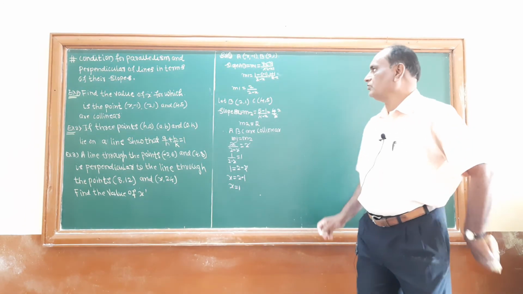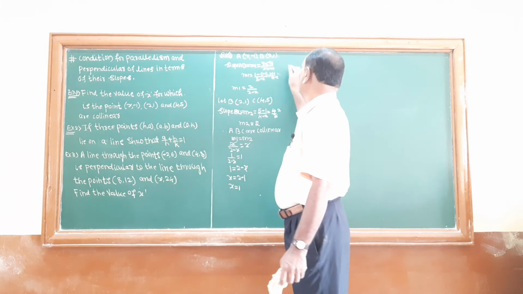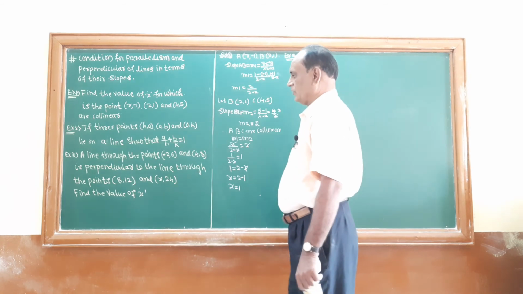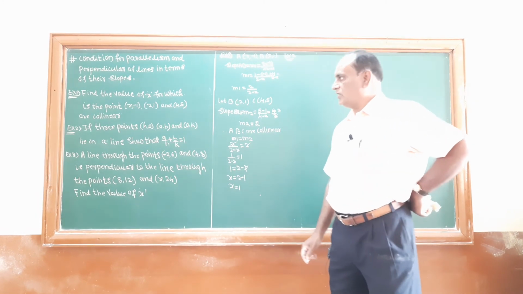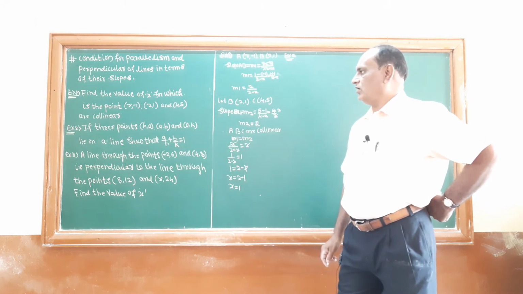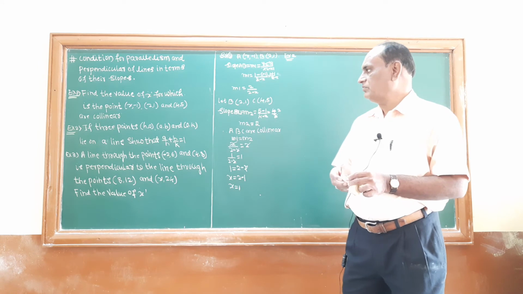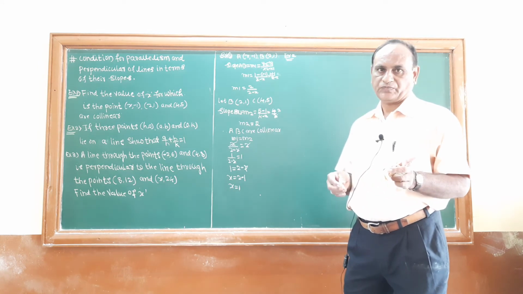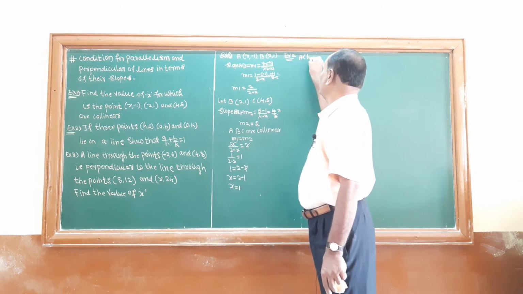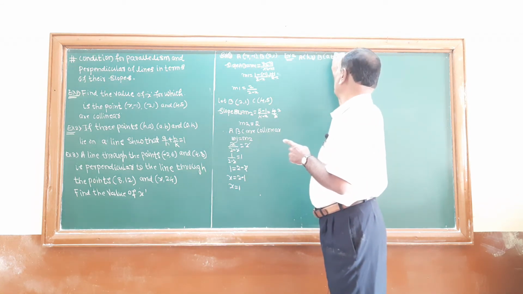Okay, then come to the solution for the second problem. Example number 2: if 3 points (h, 0), (a, b) and (0, k) lie on a line, then show that a by h plus b by k is equal to 1. Now the point A coordinate is (h, 0), then the second point B coordinate is (a, b).